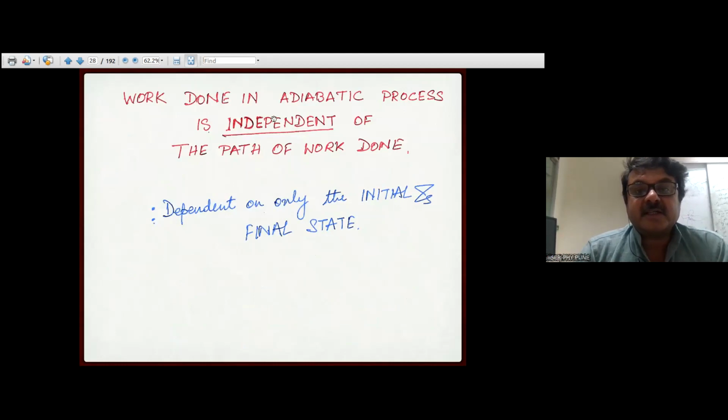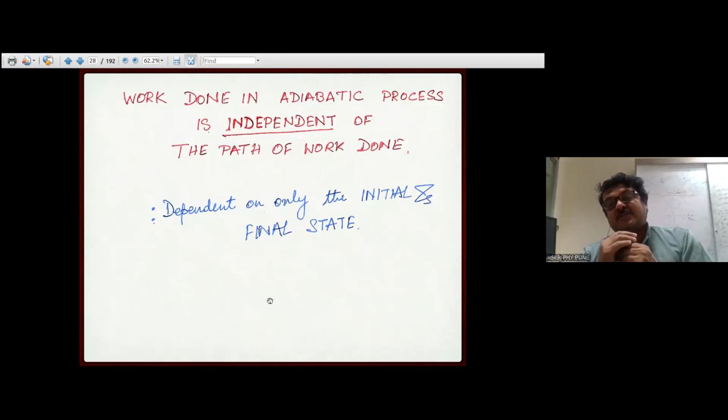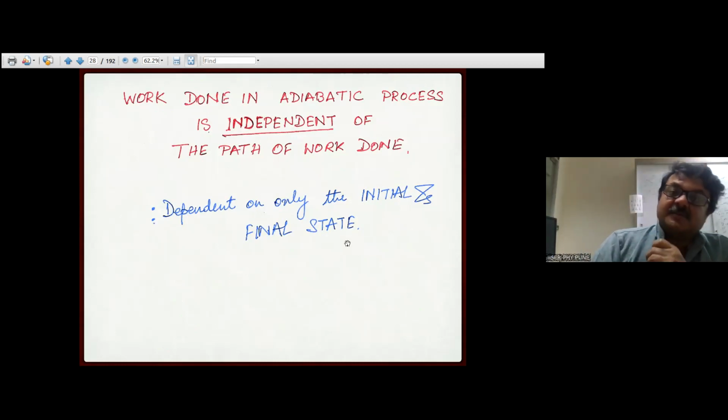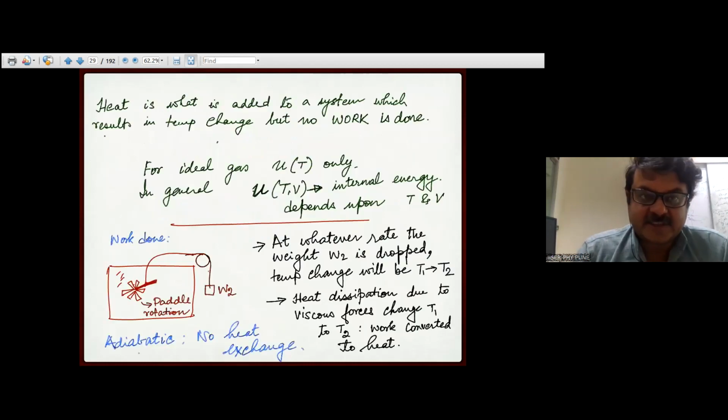So the work in an adiabatic process is independent of the path of the work done, not so for this case when there is energy exchange with the reservoir. And this is dependent only on the initial and final state, which also is an indicative of the fact that internal energy is a state function. It's a function of the parameters which characterize the system.